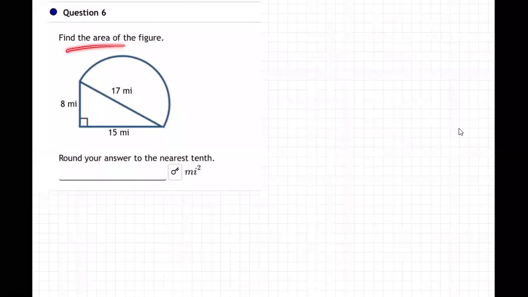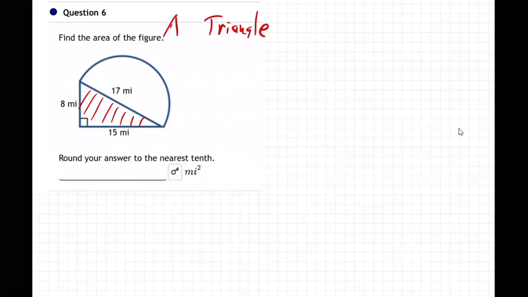Okay, yeah, so we want to find the area of this figure. How are we going to do it? Well, it's two parts. It's a triangle, and then it's half a circle. So we're going to have to take the triangle, area of a triangle, plus half the area of a circle.